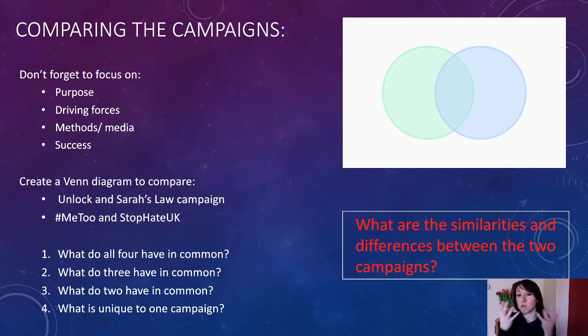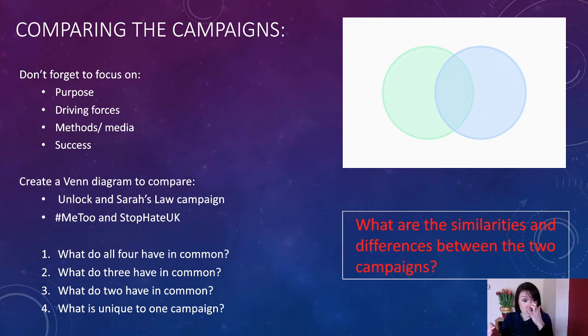So we looked at the similarities between them. We then did what do all four have in common? What do three of them have in common? So what does Unlock, Stop Hate and Me Too have in common? Or what does Sarah's Law, #MeToo and Stop Hate? So we looked at what three of them had in common. We looked at what just two had in common. So again, you don't have to do the Unlock and Sarah's Law again, but does Sarah's Law have anything in common with Stop Hate UK? Does Unlock have anything in common with #MeToo?